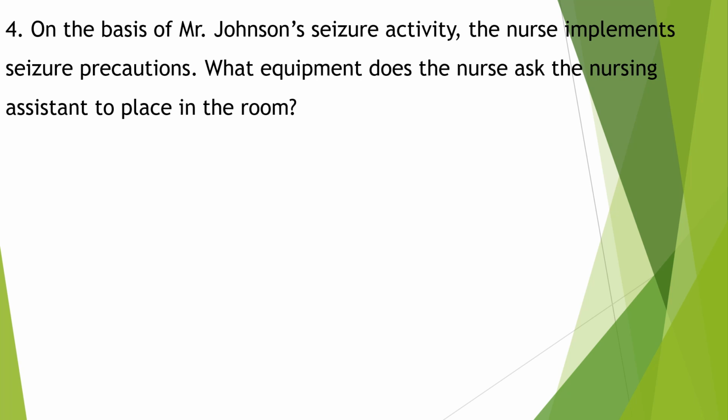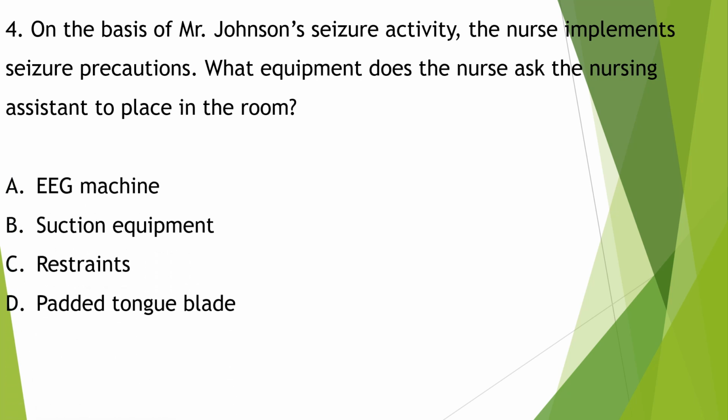On the basis of Mr. Johnson's seizure activity, the nurse implements seizure precautions. What equipment does the nurse ask the nursing assistant to place in the room? EEG machine, suction equipment, restraints, padded tongue blade. Seizure precautions include placing suction equipment and oxygen equipment in the room. So here, suction equipment. The EEG machine is required to further evaluate seizure activity but is not a precaution.